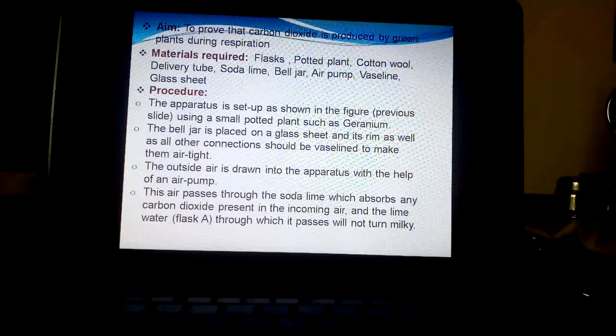Give reason means you'll write like that. So explain. An explanatory question also can be asked: why are all the connections Vaselined? To make them airtight. Anyway, it can be asked.